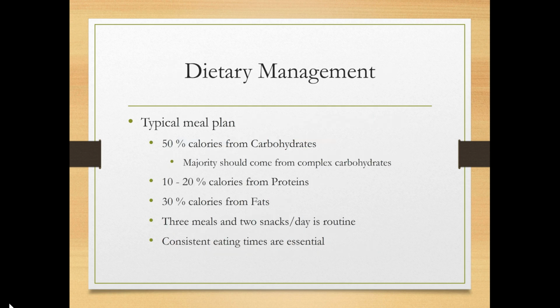Typical meal plan for diabetic, you want 50% carbohydrates and complex carbohydrates, 10 to 20% from proteins, 30% from fats. 3 meals a day with 2 snacks is pretty routine. It's actually more closer to 3 with that bedtime snack. And then consistent eating times are essential.